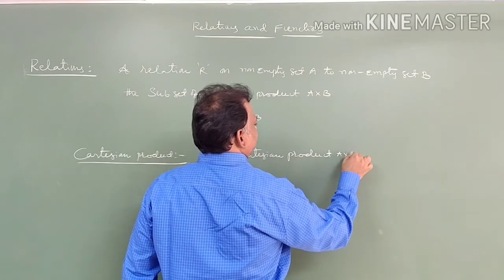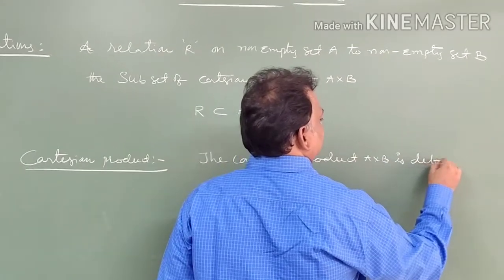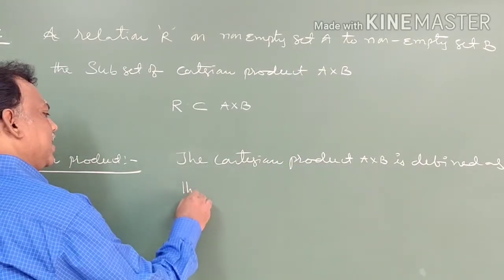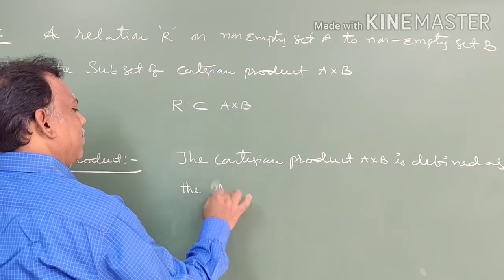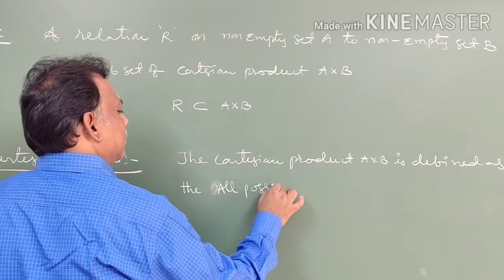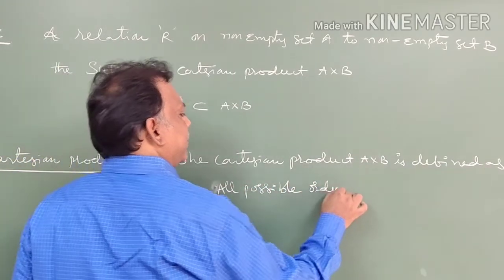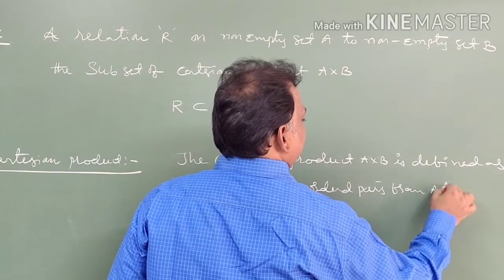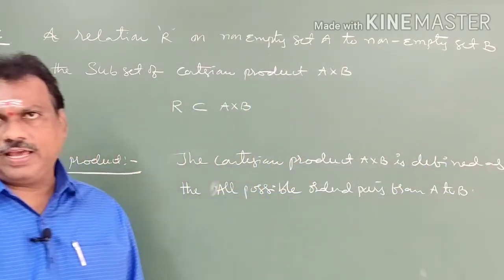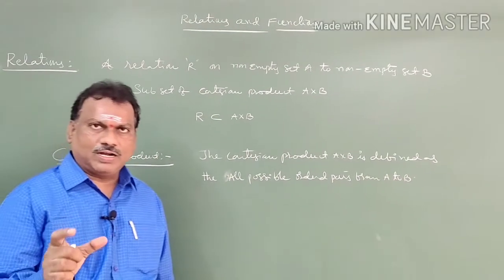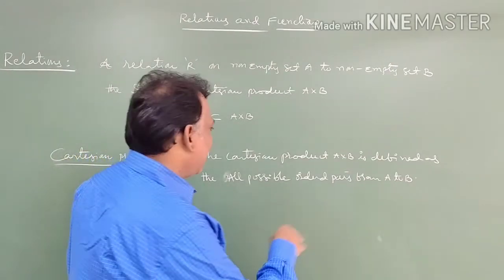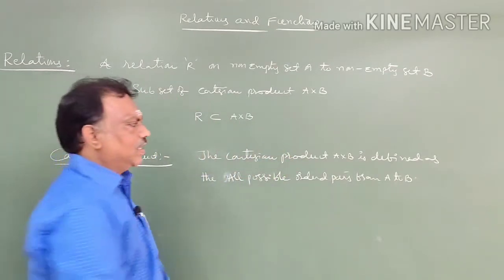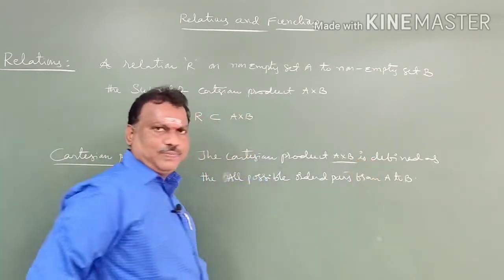The Cartesian product A cross B is defined as the total or all possible ordered pairs from A to B. If you take a pair of elements, that is nothing but an ordered pair. The total possible ordered pairs from A to B is called a Cartesian product. That we will denote by A cross B.